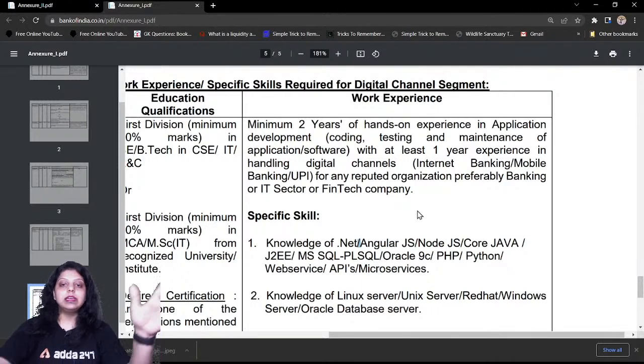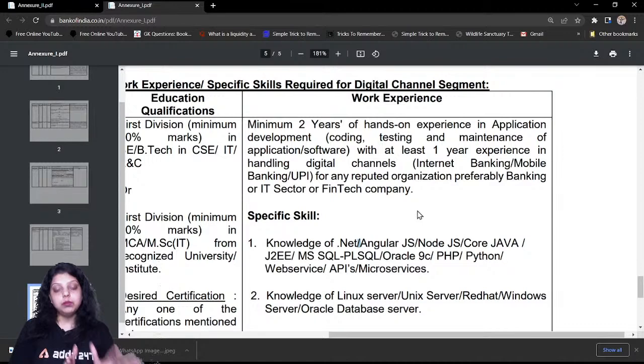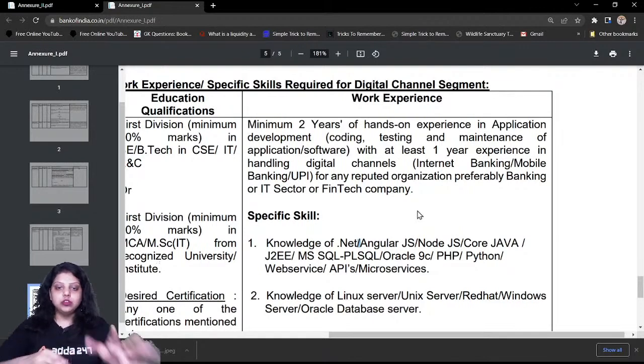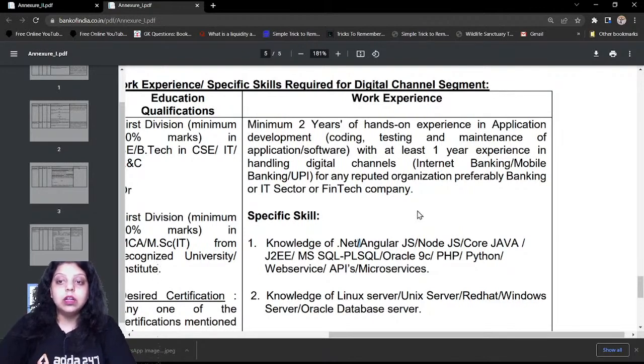So first of all, they require a minimum of 2 years of hands-on experience in application development. You have done the coding, you have done the testing, maintenance of application or software, and with at least 1 year of experience of handling the digital channels. It can be your internet banking, it can be your mobile banking, it can be your UPI. It can be anything. So you should have 1 year of experience of handling the digital channels also.